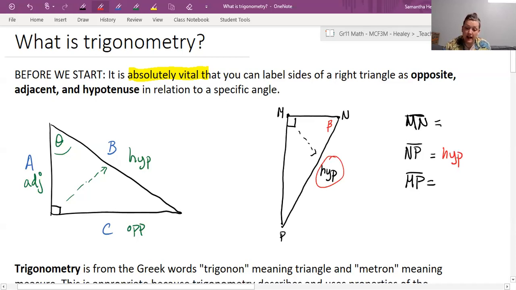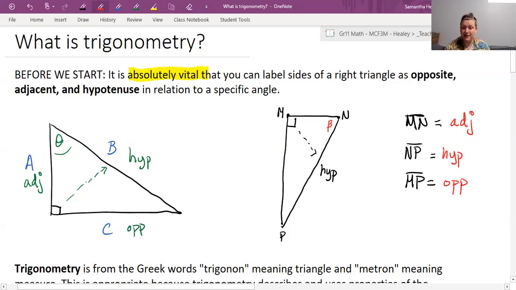Then we look at the two other sides. So we had this side MN here, so it goes from M to N. That side, we look at it and we say, is this across from, opposite angle beta, or is it adjacent, next to, touching angle beta? So MN is adjacent to angle beta. And then the last side, MP, this far side over here, that was across from or opposite angle beta, which means that is the opposite side.